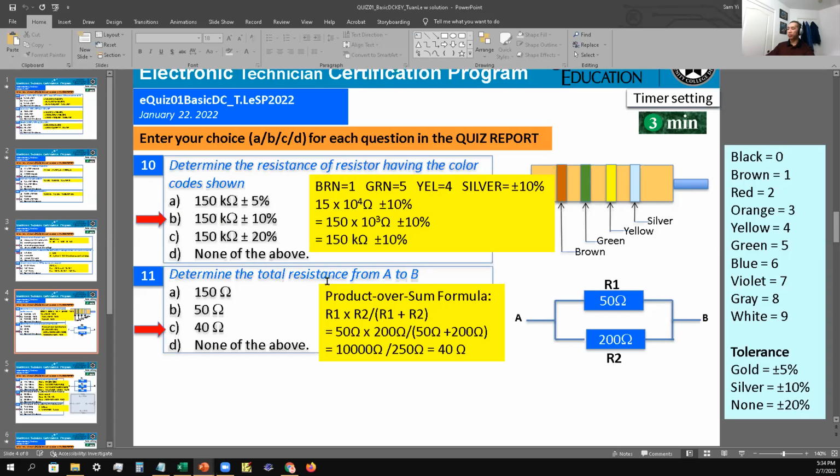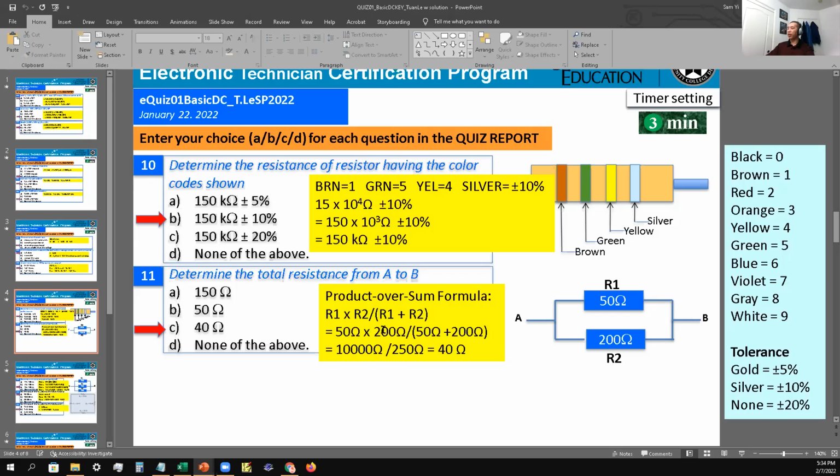Number 11, determine the total resistance from A to B. Okay, so this represents a parallel circuit. For a parallel circuit, you can apply the formula called product over sum. The product is R1 times R2 over the sum, which is the quantity R1 plus R2. So you've got 50 ohms times 200 ohms divided by the quantity 50 ohms plus 200 ohms.